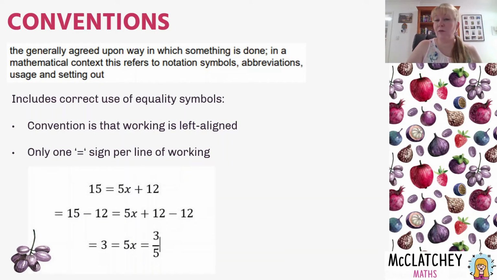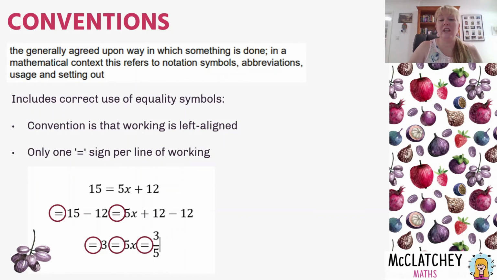So here's an example from a student where they've used one equal sign in the first row, but in the second row they've said that equals 15 take away 12, which equals 5x plus 12 take away 12. Well, 15 take away 12 is 3, and that is not equal to 5x plus 12 take away 12. So it's really important that you only have one equal sign in your line of working, and then it becomes an equation, not just multiple statements of equality.